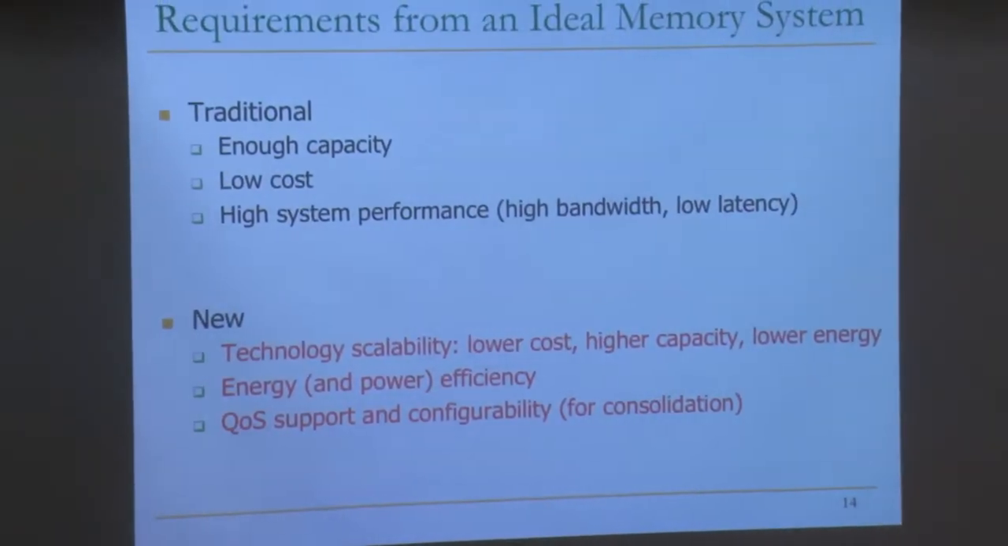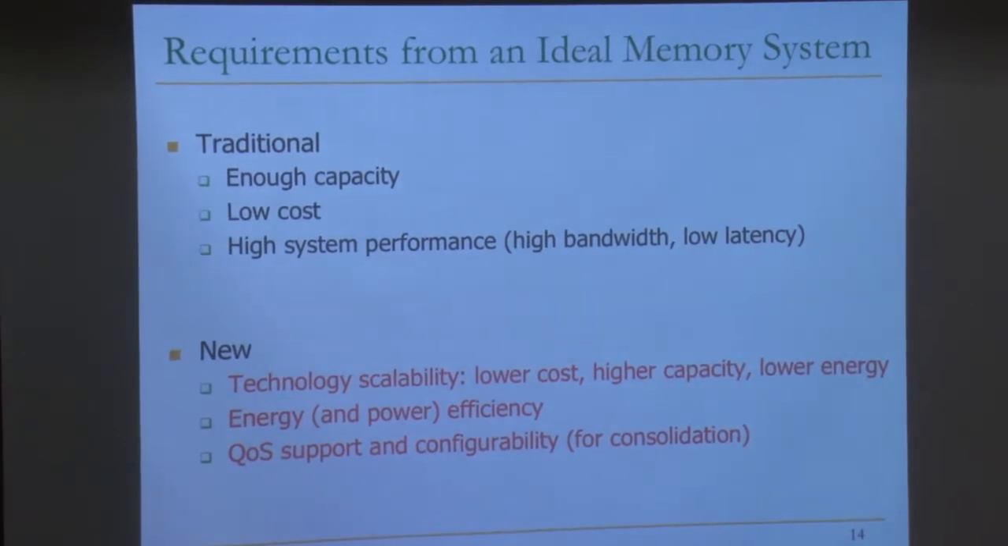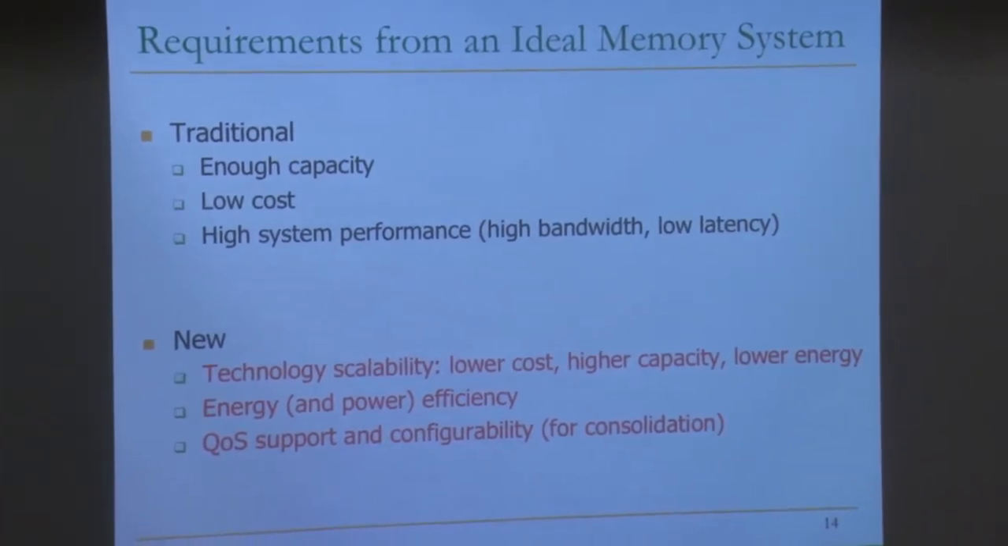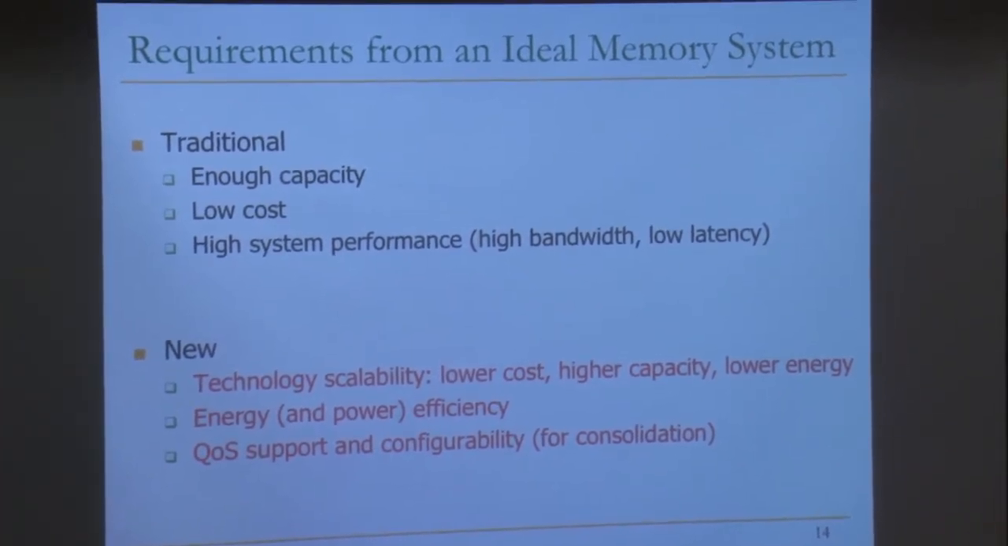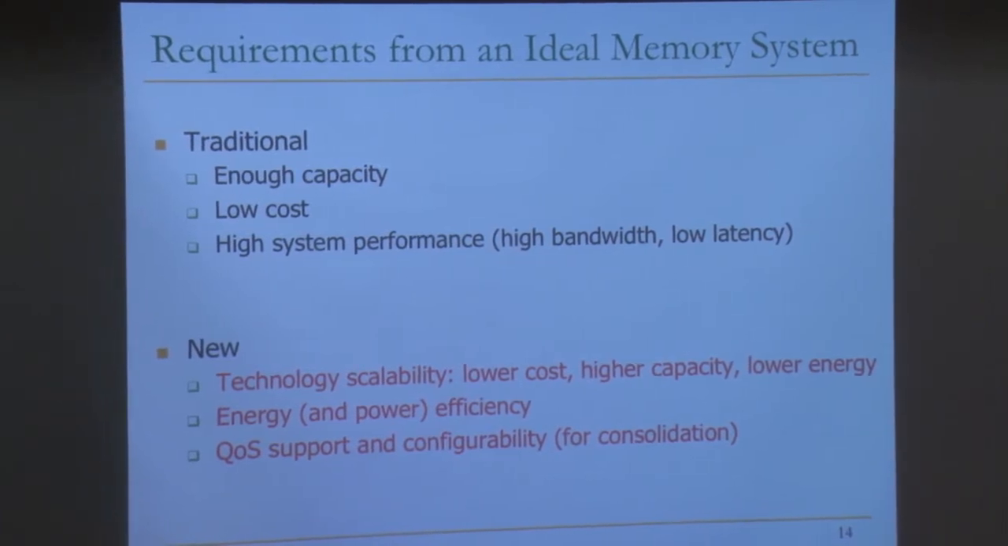Okay, so some of the traditional concerns that architects have always wanted from an ideal memory system have been enough capacity, where enough is enough for the working set of your applications, for example. Low cost. DRAM is a very cost-driven industry. So servers need a lot of DRAM, therefore the cost per chip needs to be really low.